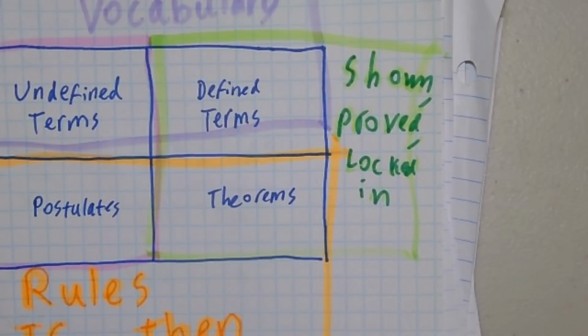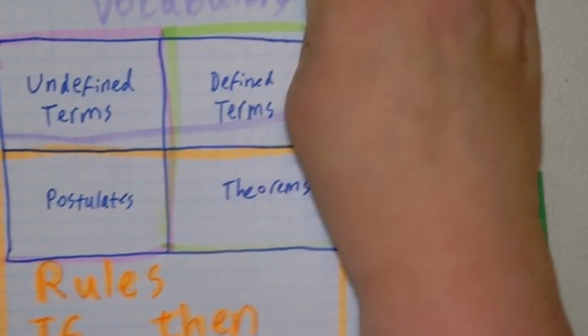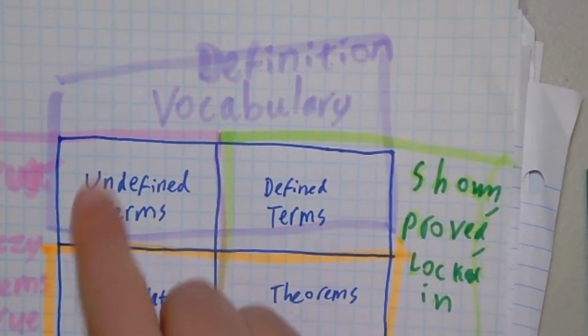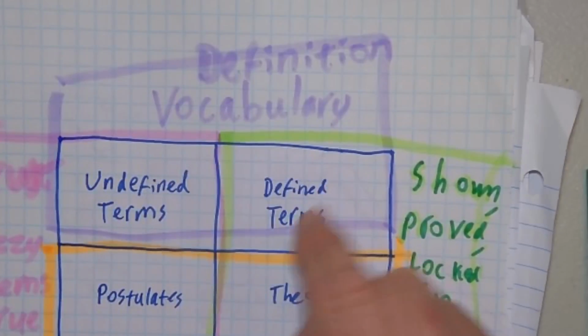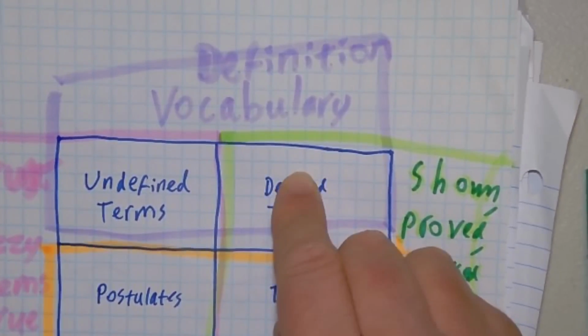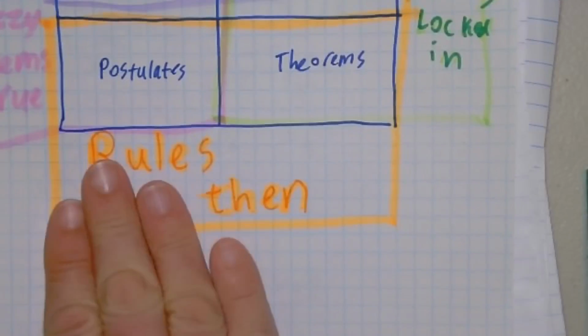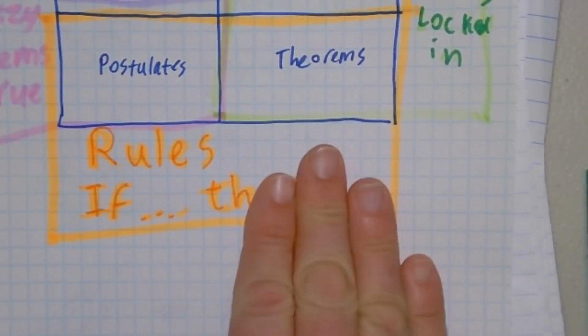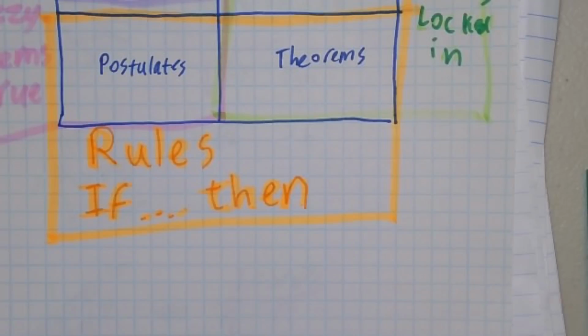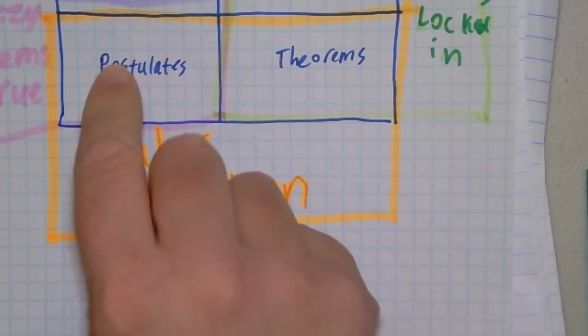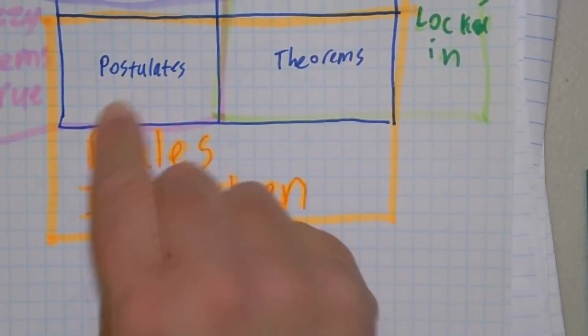So, if it is a definition, it's up here in the top part. And you need to look at, is it one of my 3 undefined terms, or is it one of the ones we have a proper definition for? If it's a rule, if it's some sort of, given this situation, this other situation will happen, then I need to look at, is that something that we proved? Is that something that we've done a proof of? Or is that something we agreed to accept as a postulate?